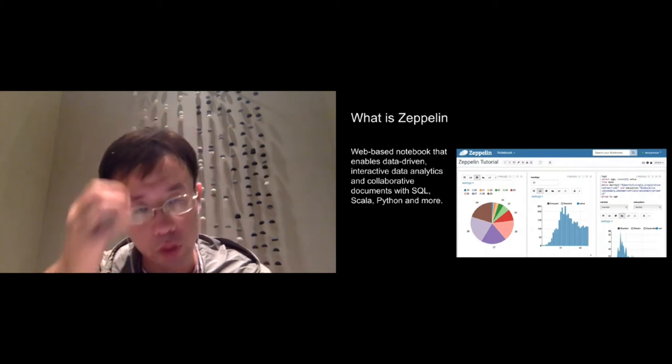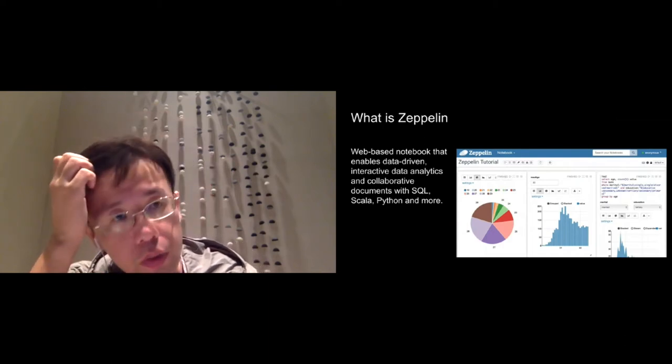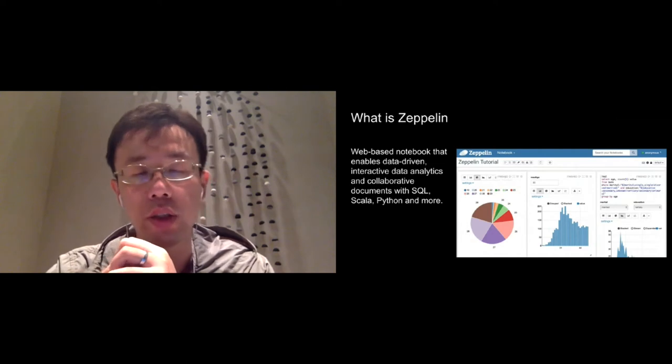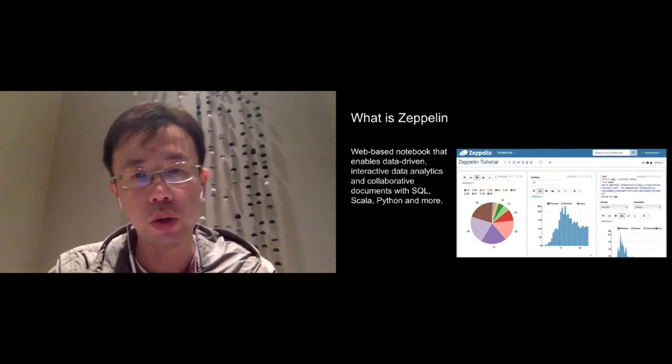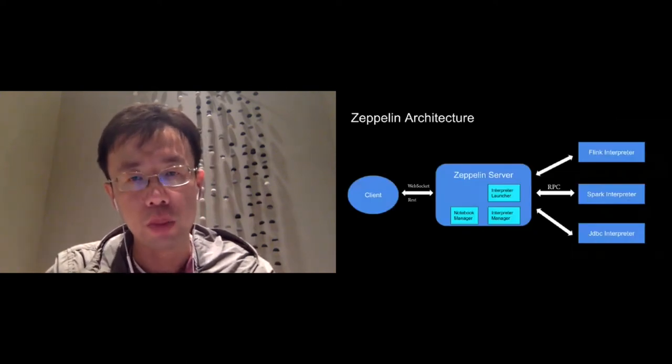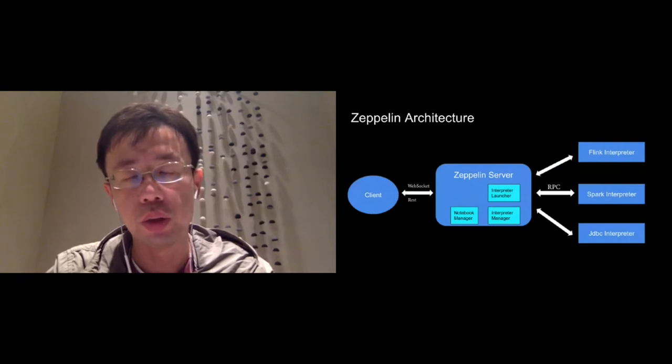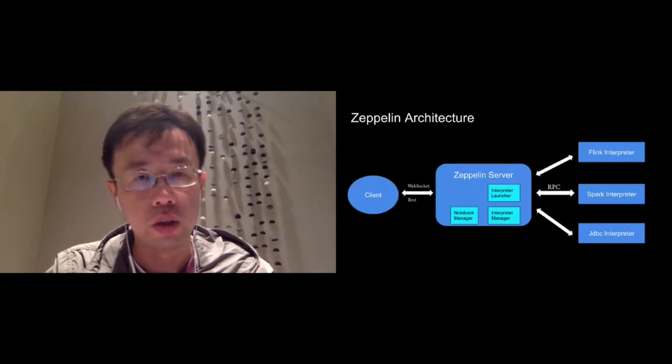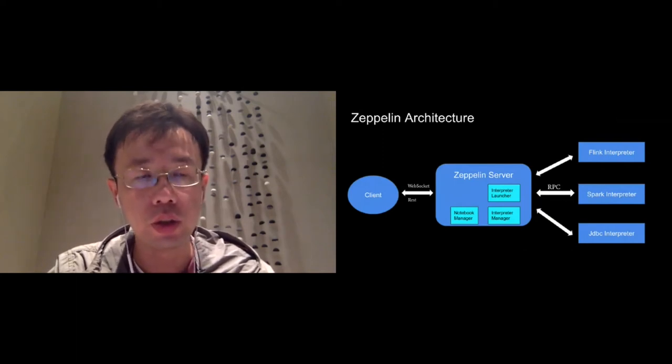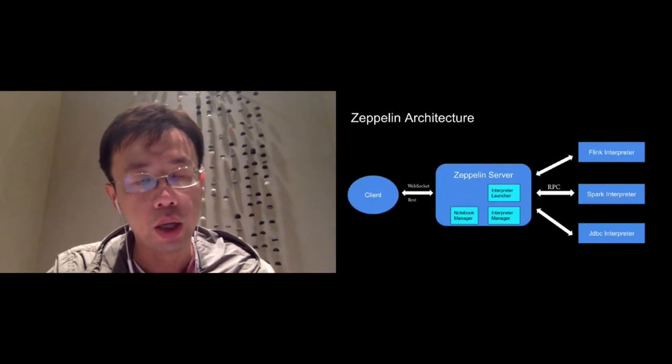Okay. First, let me talk about the Zeppelin architecture. That will help you understand how Zeppelin can help us do real-time data analysis. Basically, Zeppelin has three layers. On the left side is the client. Usually the client is a browser, and the browser communicates with the Zeppelin server via two approaches. One is WebSocket, another is REST API.